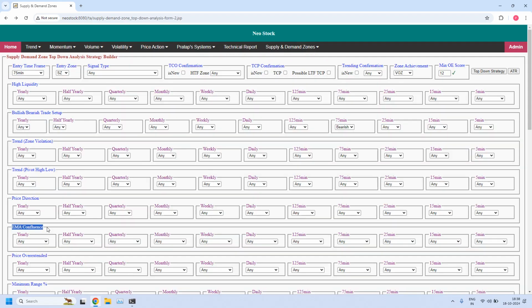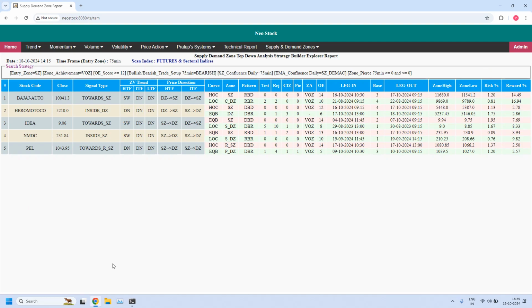So in the EMA confluence, daily time frame, I am selecting daily supply zone with daily EMA confluence. I enable the filter. Let's verify. 5 stocks are filtered. In all these 5 stocks, the 75 minute zone is part of the daily zone, and the daily zones are having daily EMA confluence. So these are the high probability setups based on LTF, ITF and EMA confluence.